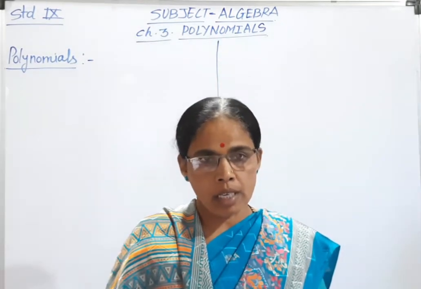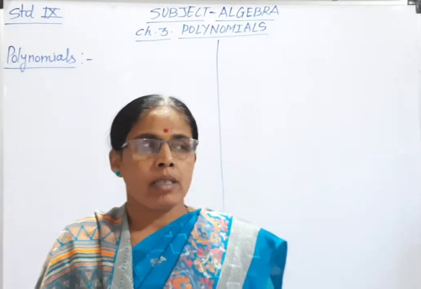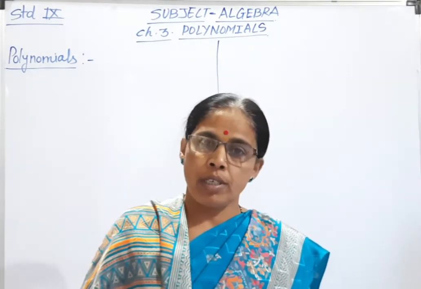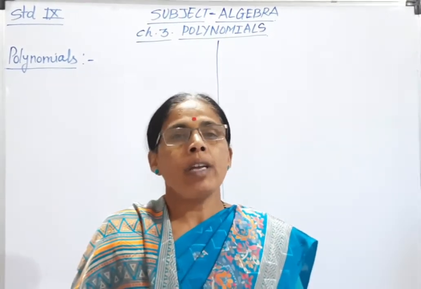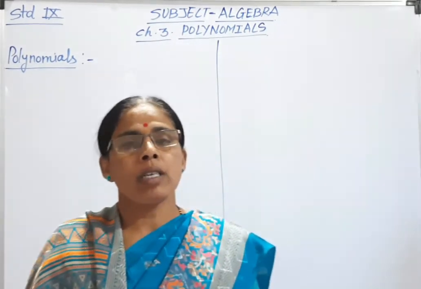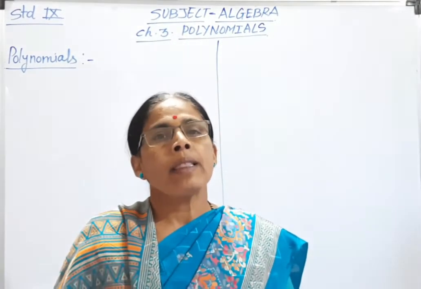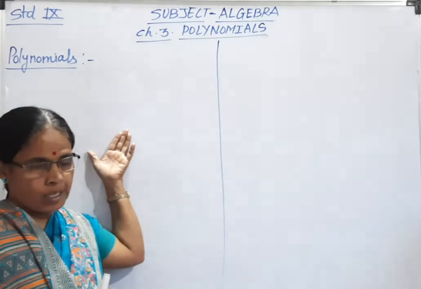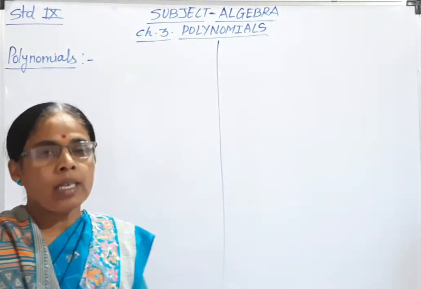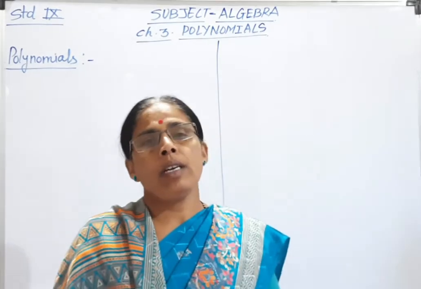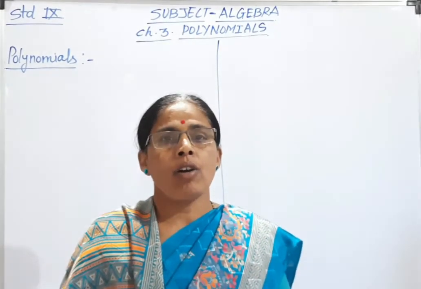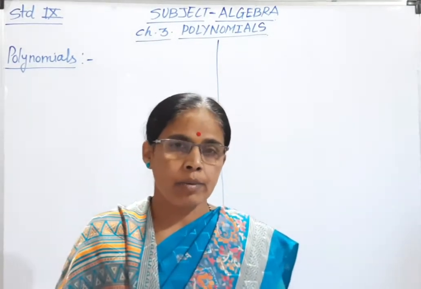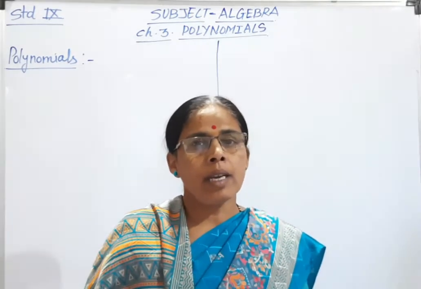Whole numbers means the numbers which start from 0, or the group of natural numbers including 0 is called the group of whole numbers. So when the degree of any algebraic expression is a whole number, then it is called a polynomial. So today we are going to learn about polynomials. Just now I told, if in an algebraic expression the degree of any term is a whole number, then it is a polynomial.